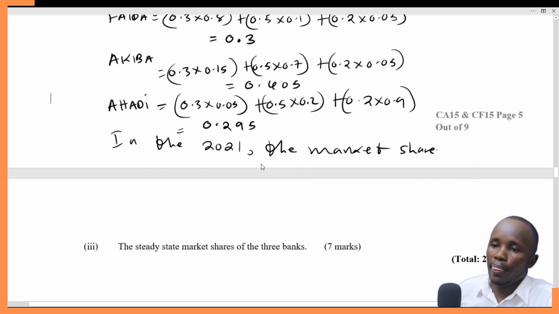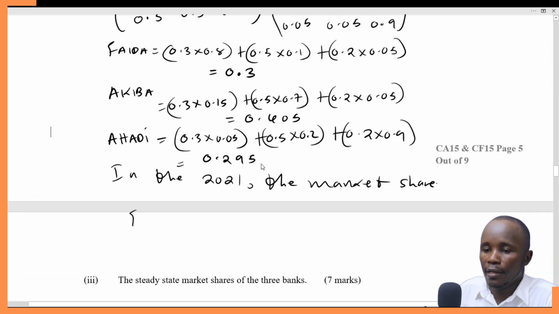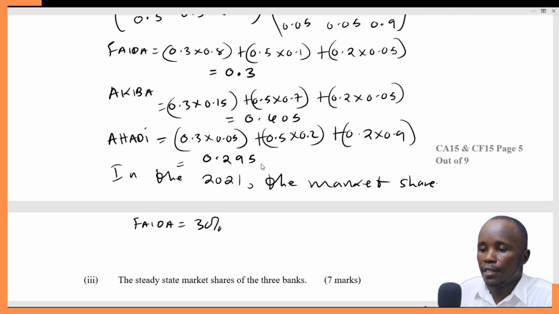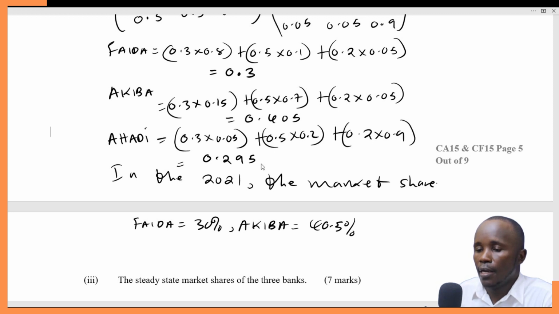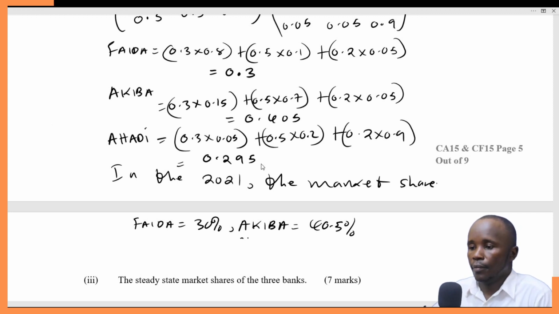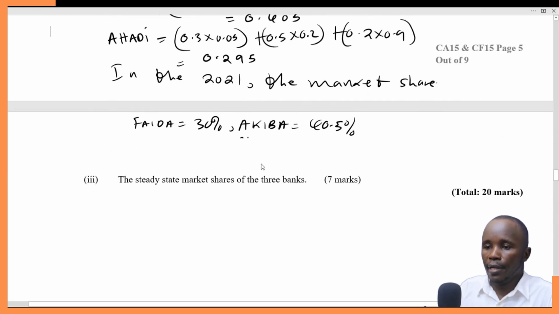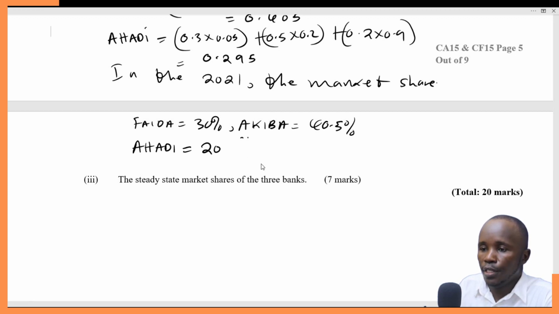It therefore means that in the year 2021, the market share, as indicated there, Faida Bank had 30%, Akiba had 40.5%, and Ahadi Bank had 29.5%.